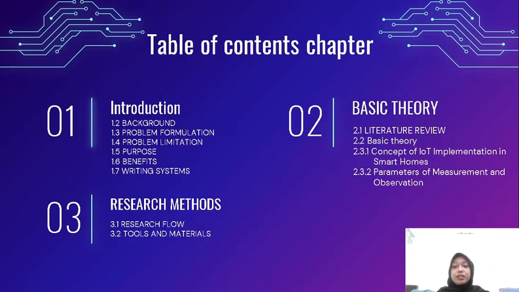Table of Contents. Chapter 1, Introduction, which contains background, problem formulation, problem limitation, purpose, benefit, and writing system. And Chapter 2, Basic Theory: Literature Review, Basic Theory, Concept of IoT Implementation in Smart Home, and Parameter of Measurement and Observation. Chapter 3, Research Methods, Flow, Tools, and Materials.